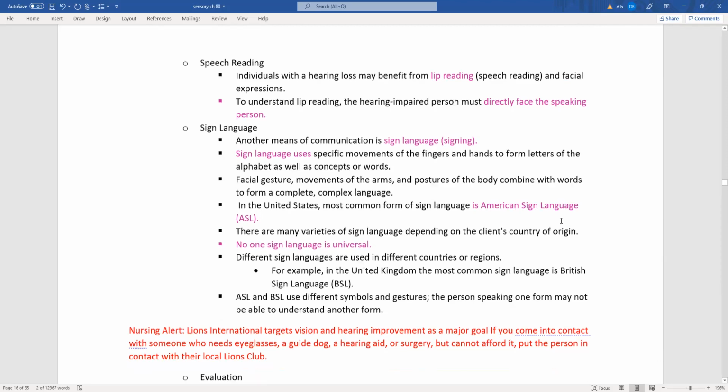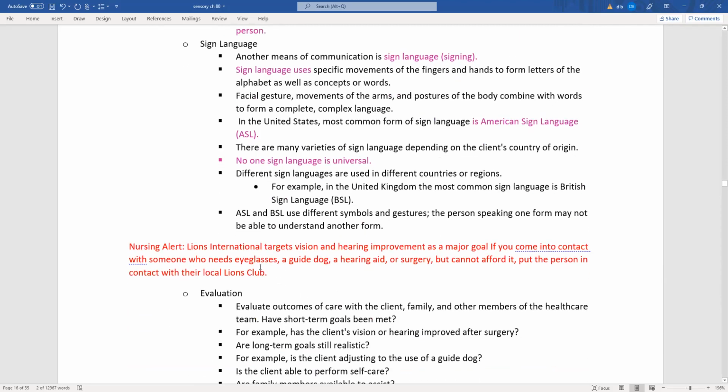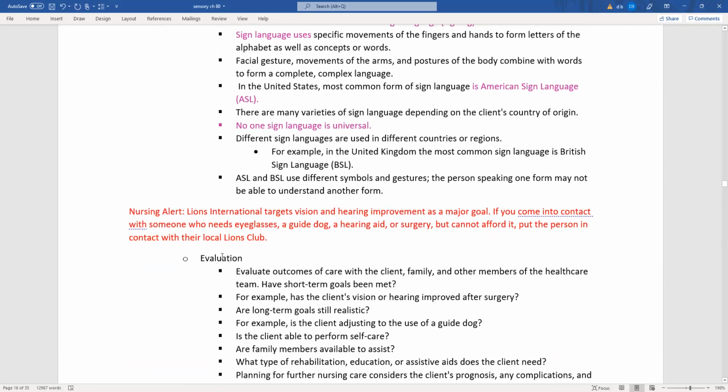All right, so nursing alert. Lions International targets vision and hearing improvement as a major goal. If you come into contact with someone who needs eyeglasses, a guide dog, a pit bull guide dog, or a hearing aid or surgery, but cannot afford it, put the person in contact with their local Lions Club.